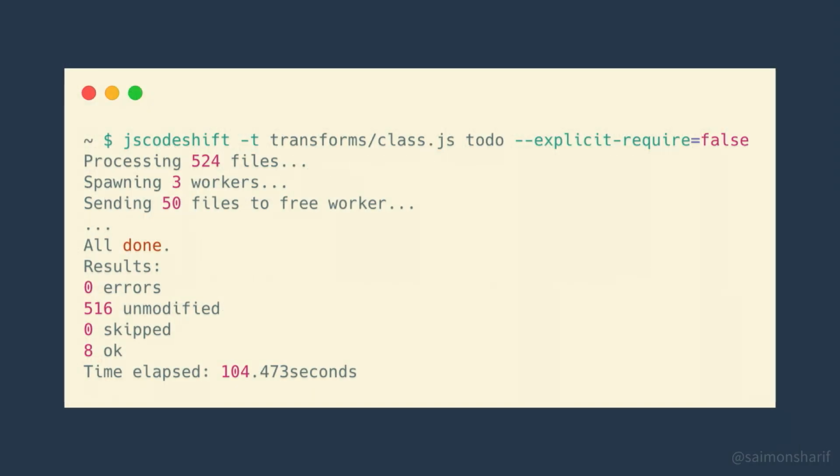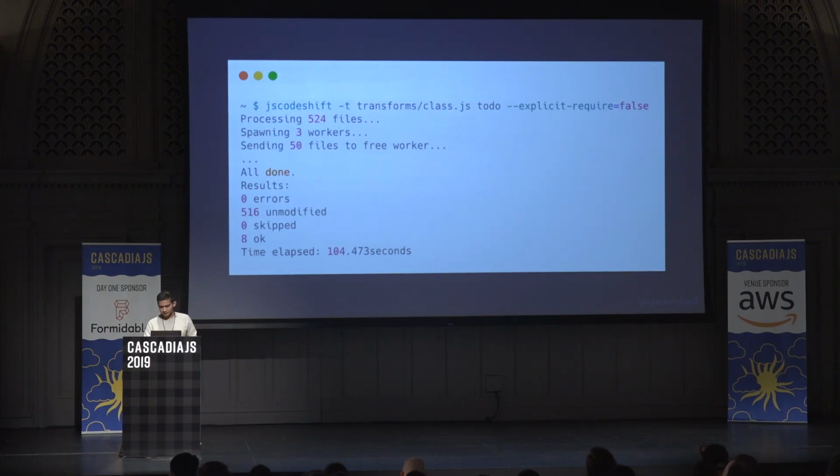So let's take a look at that command that I just ran. JS CodeShift is an NPM package. It's installed globally, all that good stuff. We're going to see JS CodeShift a lot in this talk. It's a tool that we'll use to actually run the code mods.